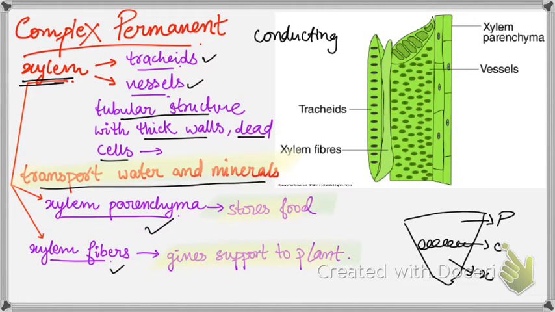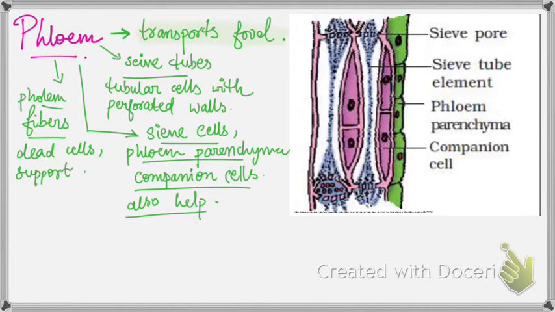Now let's move on and learn about phloem. The function of phloem tissue is to transport food from leaves to other parts of the plant. It consists of sieve tubes, phloem fibers, sieve cells, companion cells, and phloem parenchyma. Sieve tubes are tubular cells with perforated cell walls.